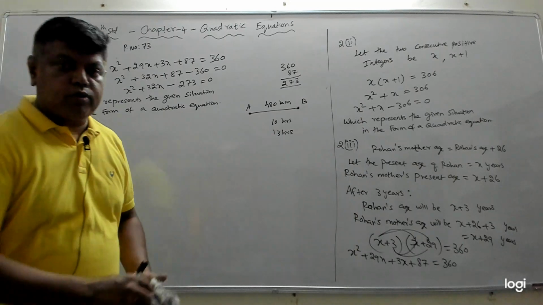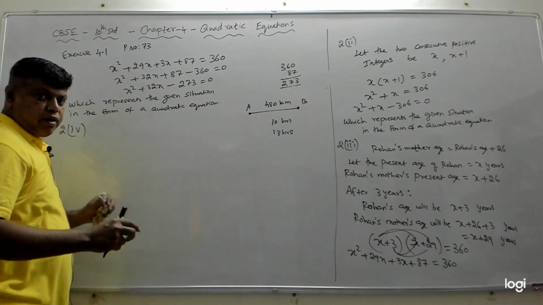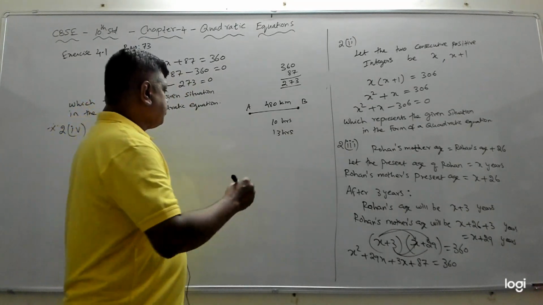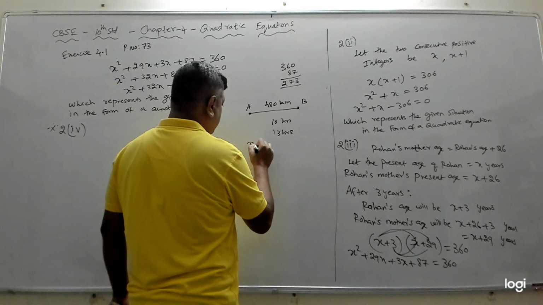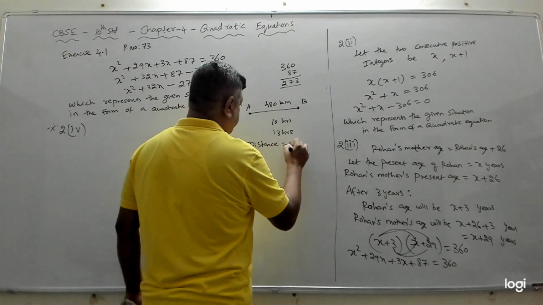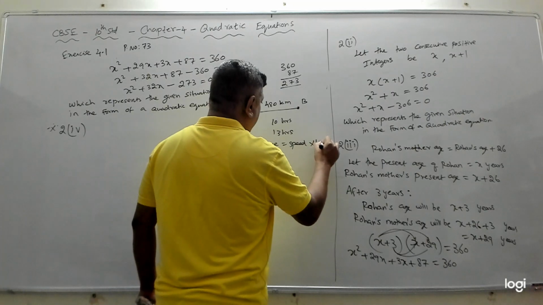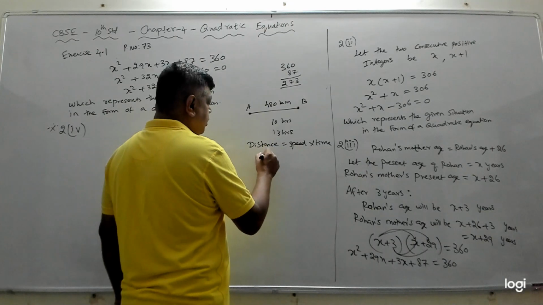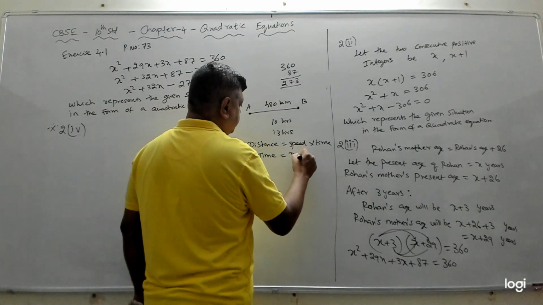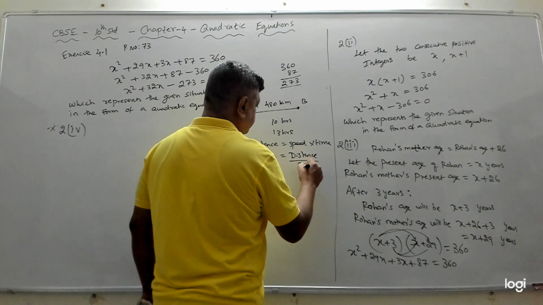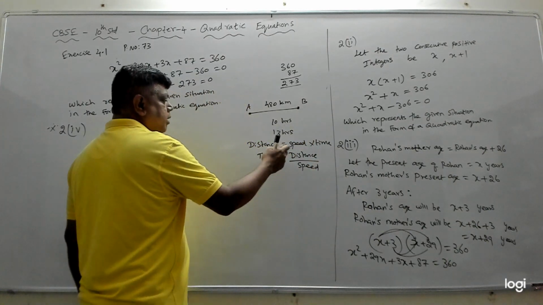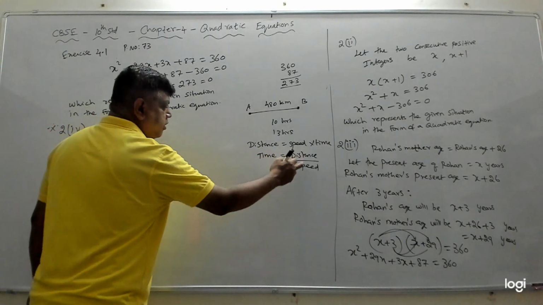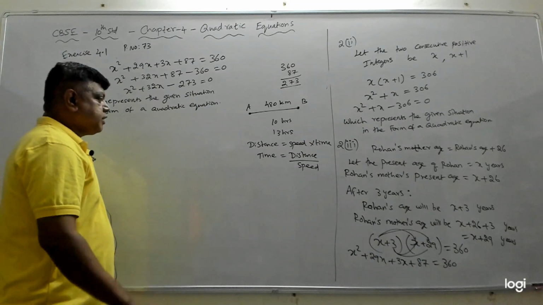Now if you understand this, whenever you see speed, distance and time, we need to use our formula: distance equal to speed into time, or speed equal to distance by time, or time equal to distance by speed. Anyone, this distance comes this side, it will become divided, right? So we will mostly use this formula, time equal to distance by speed, which you would have studied in physics.